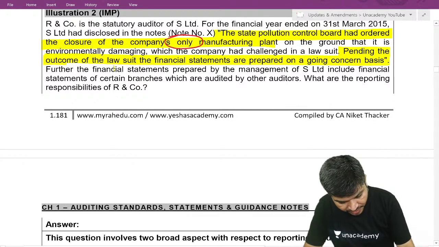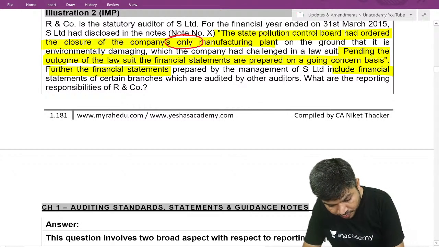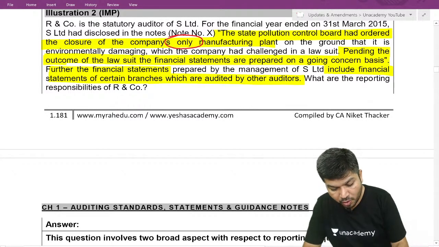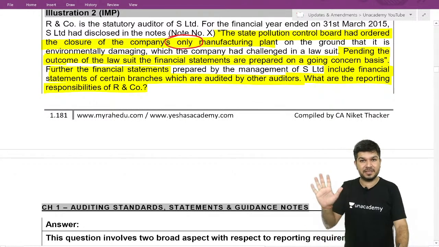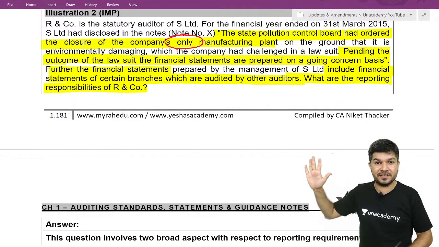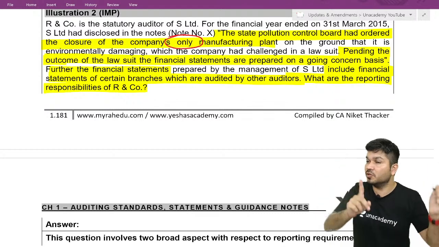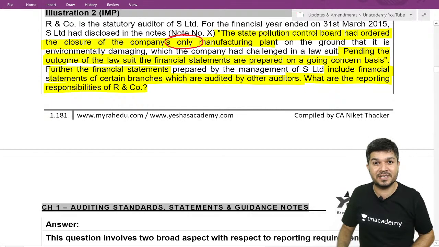Further, the financial statement includes the financial statement of certain branches which were audited by another auditor. What are my reporting responsibilities? One, as per SA 570, if that material uncertainty is adequately disclosed in the financial statement, I have to give a clean report with one extra para drawing attention to that material uncertainty related to going concern. This is as per SA 570.